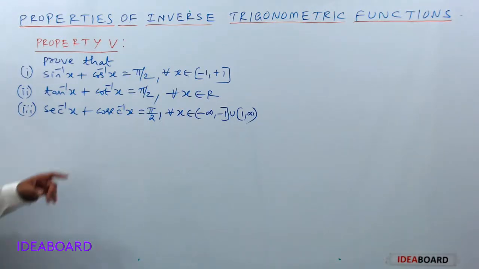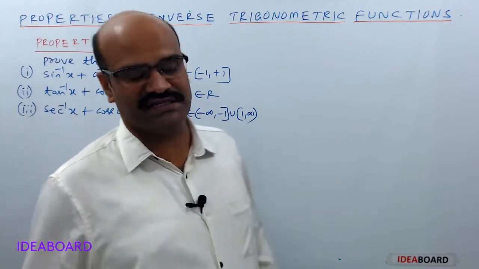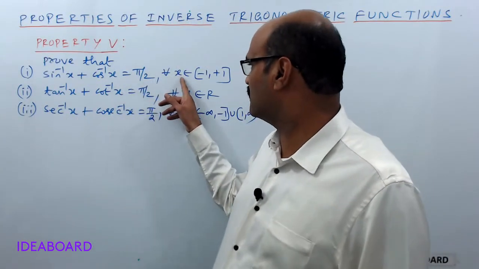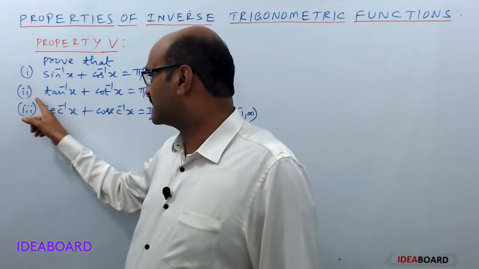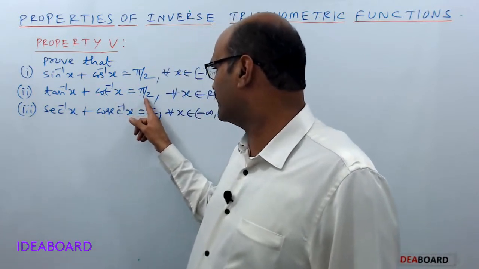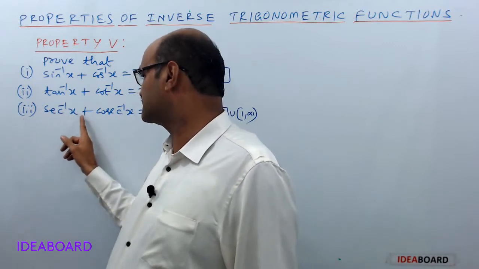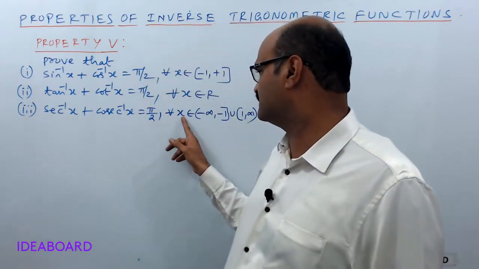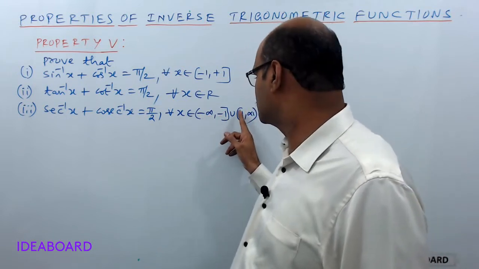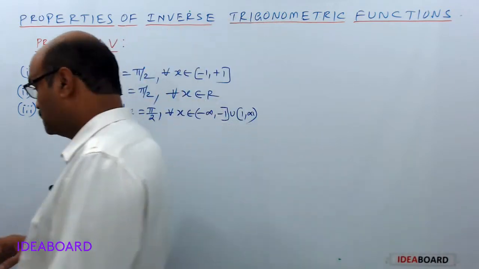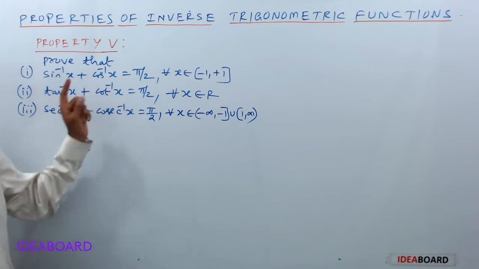Property 5. Prove that sin inverse of x plus cos inverse of x equal to pi by 2 for all x belongs to closed interval minus 1 to plus 1. Second one, tan inverse x plus cot inverse x equal to pi by 2 for all x belongs to the set of real numbers. Third one, secant inverse x plus cosecant inverse x equal to pi by 2 for all x belongs to open minus infinity to closed interval minus 1 union closed interval 1 to infinity. Now, I prove the first one here.